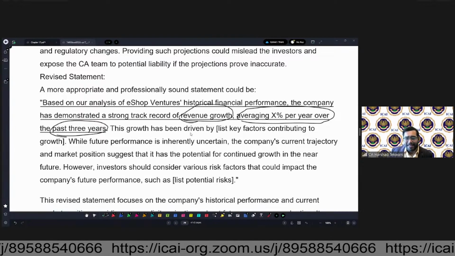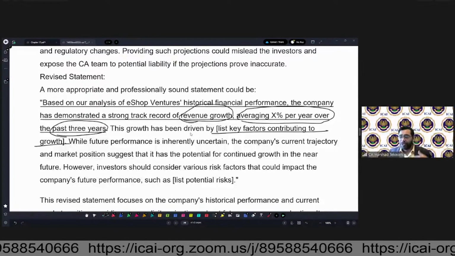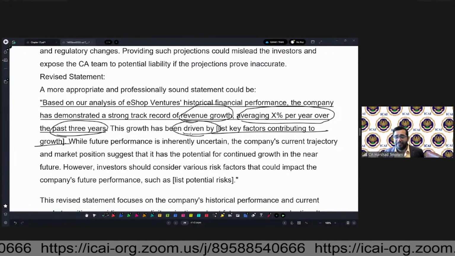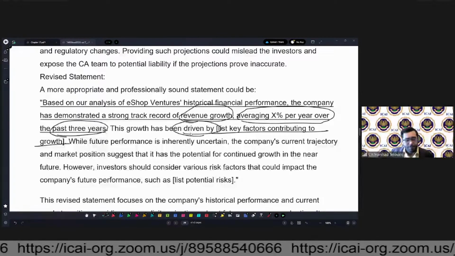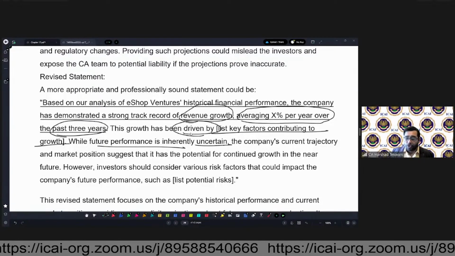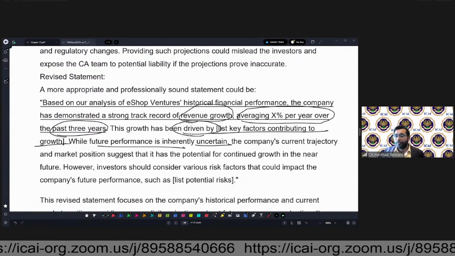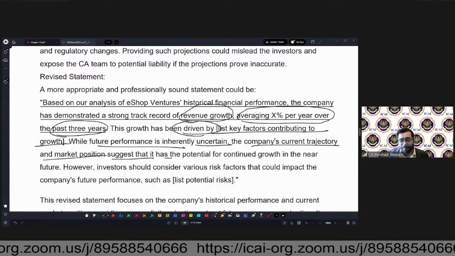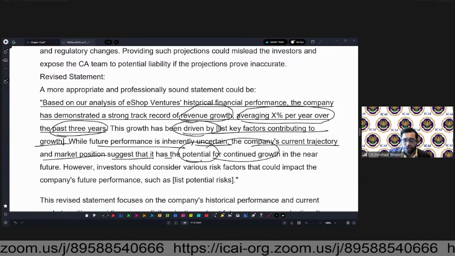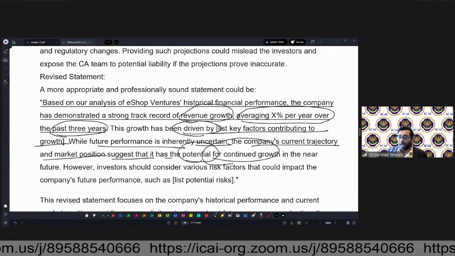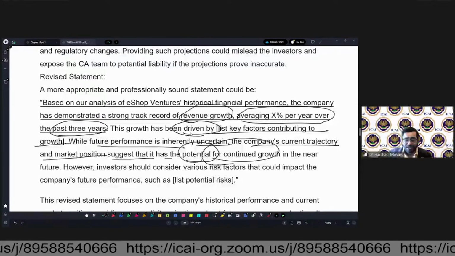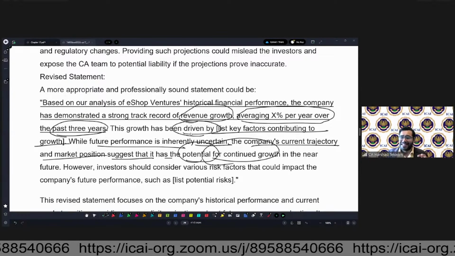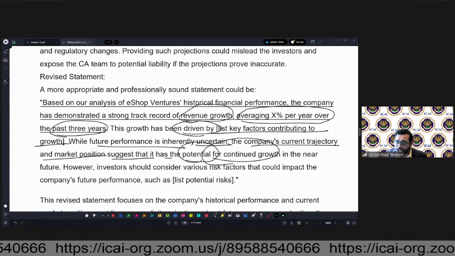The growth has been driven by the key list of contributing growth factors. Like, why there has been growth. So, driven by the factors, they have specified the factors. While future performance is inherently uncertain, so they are talking about uncertainty when they are talking about future performance. The company's current trajectory and market position suggest that it has a potential for continued growth. Again, they are not providing assurance, but they are saying that based on the details available, the company has a potential.